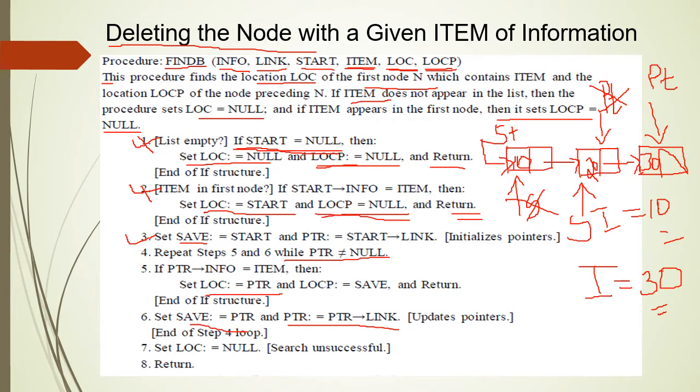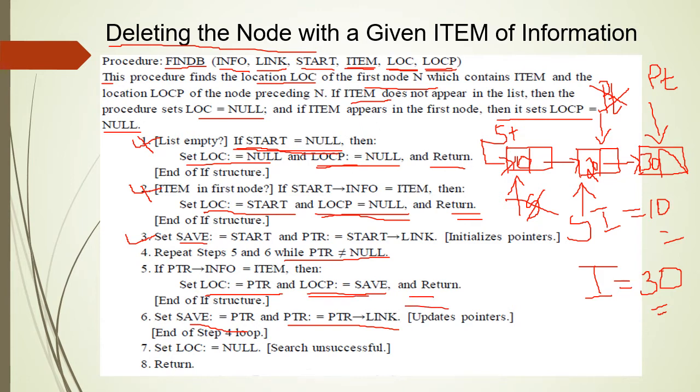LOC means the node address of the node which contains the key element, and LOCP is equal to save. Save means its predecessor node. LOCP receives the address of its predecessor node, and then it returns.